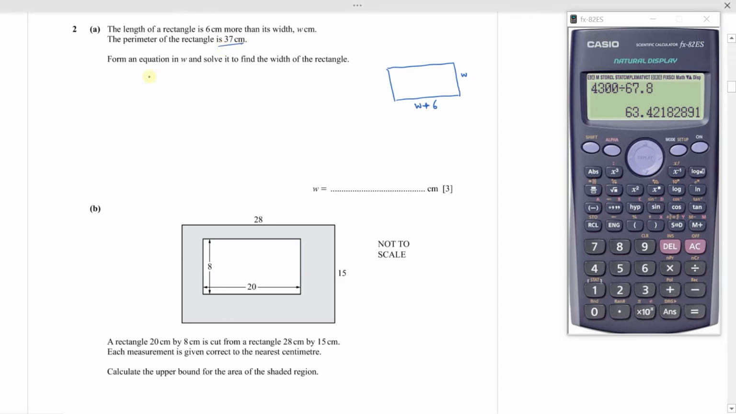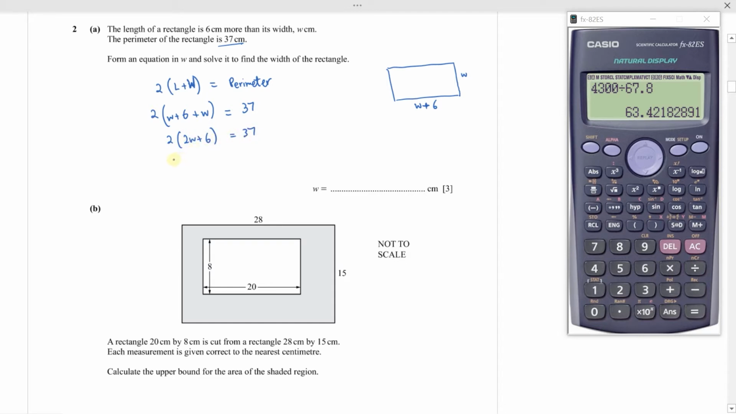And then you're given the perimeter. So we know that perimeter is 2 times length plus width. So I can substitute the values here. Your length is w plus 6 and your width is w, so plus w. This is the small w, which is the variable that we are given here. And perimeter is 37. So this will be 2 times (2w plus 6) equals 37.